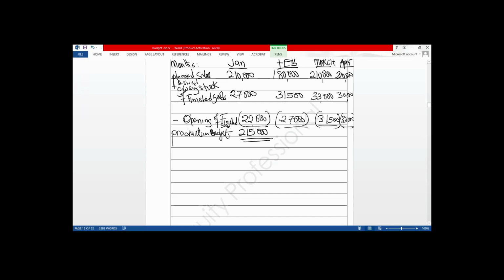180 plus 31,500 minus 27. What do we have? 184,500. Then 210 plus 33 minus 31,500. What do we have? 211,500. Then the last one, 220 plus 30 minus 33.